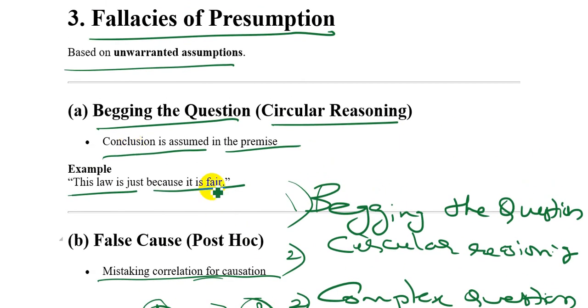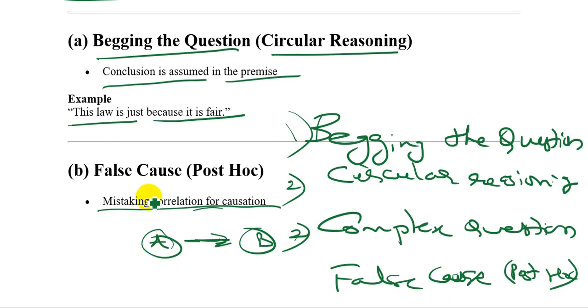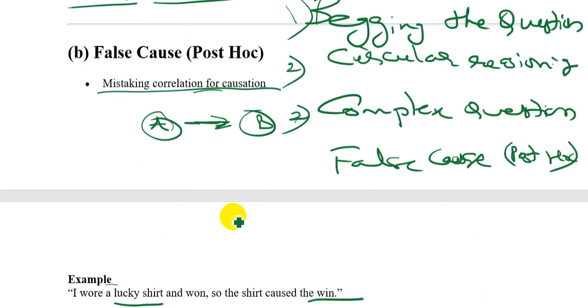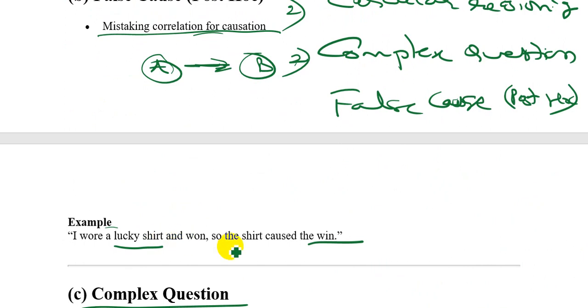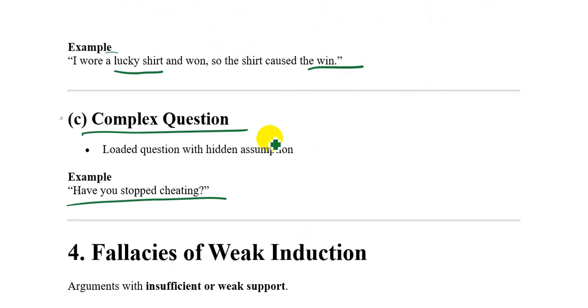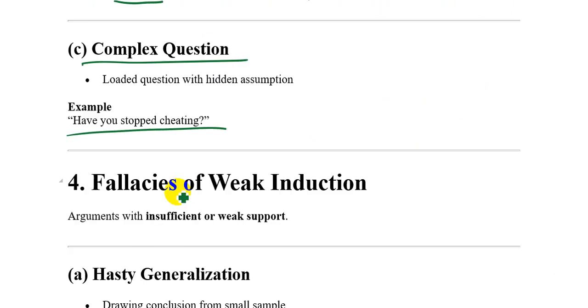Let's revise this again. The conclusion is assumed in the premises itself. So this law is just because it is fair. Second is false cause, that is mistaking correlation for causation. I wore a lucky shirt and won, so the shirt caused the win. And the third is complex question. It is a loaded question with hidden assumptions. Have you stopped cheating? And so on.